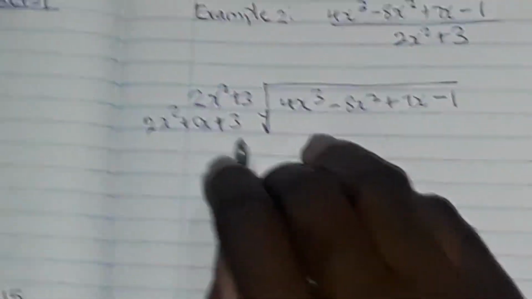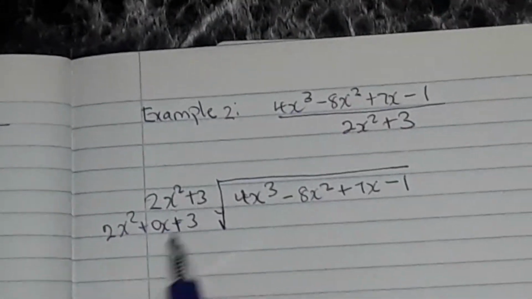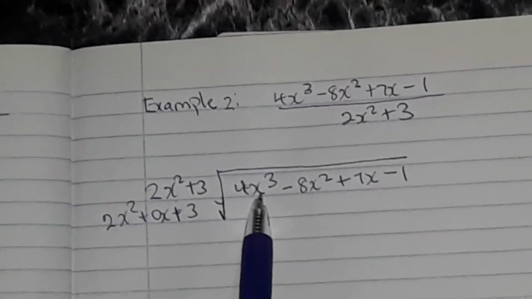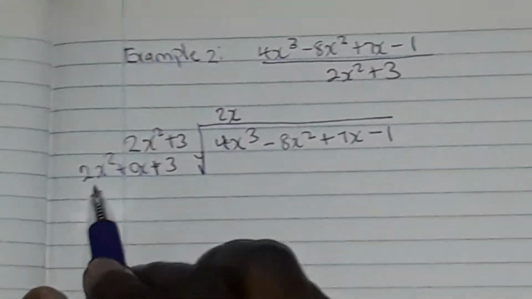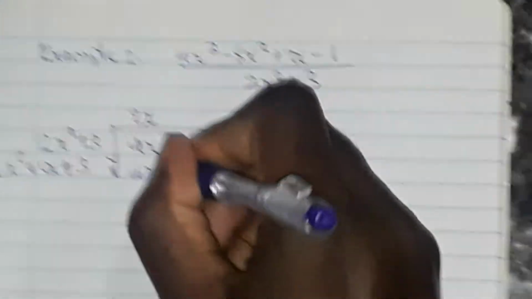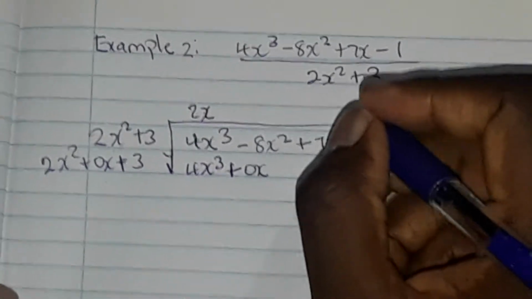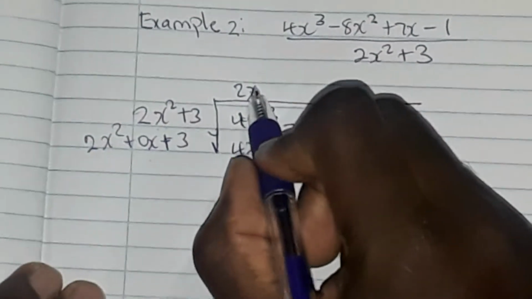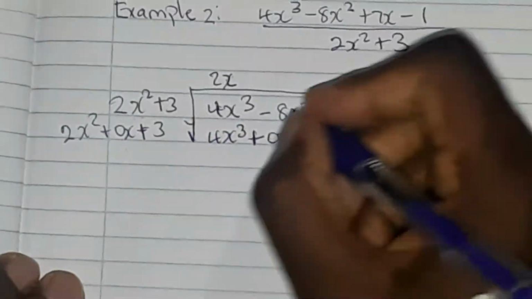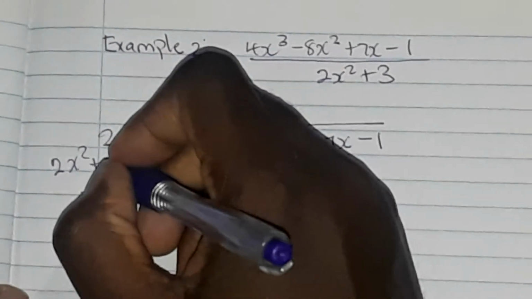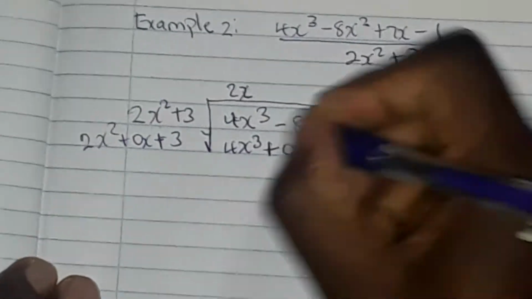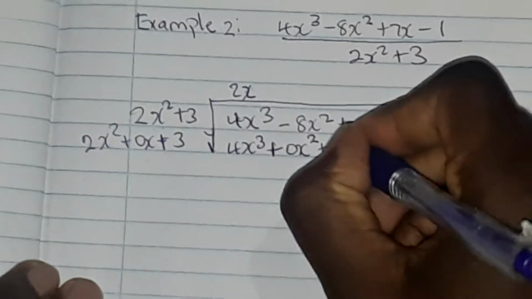Okay, so now we're gonna repeat the same procedure. 2x squared into 4x cubed will give us 2x. Then we multiply 2x by 2x squared to give us back 4x cubed. Then we multiply 2x by 0x, which gives us 0x squared, and 2x times 3 gives us 6x.